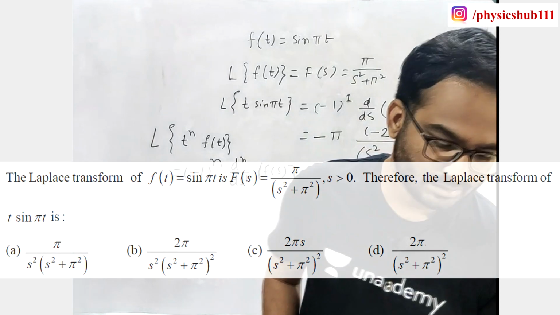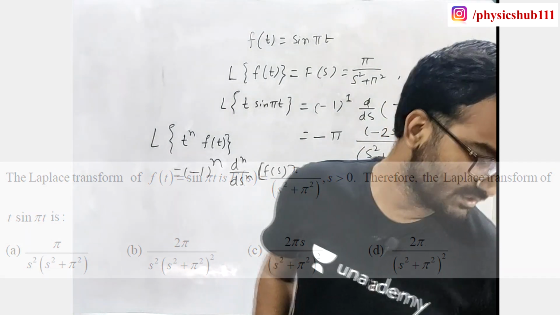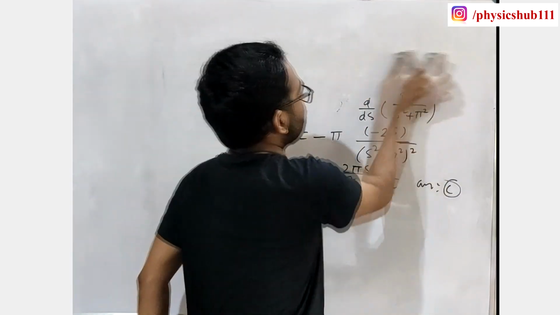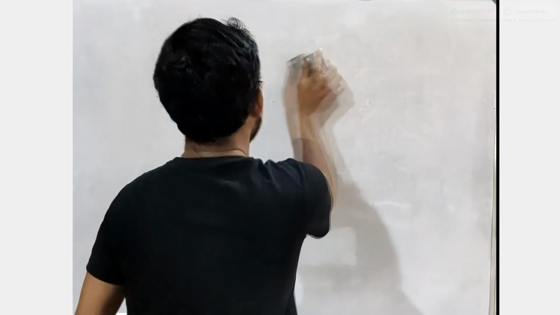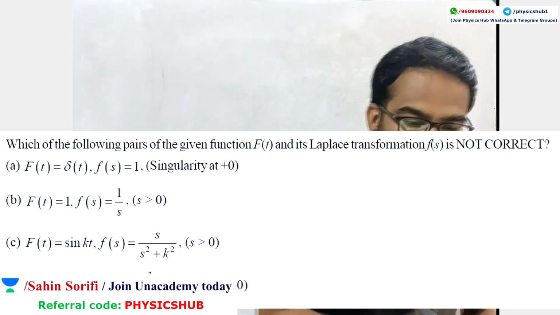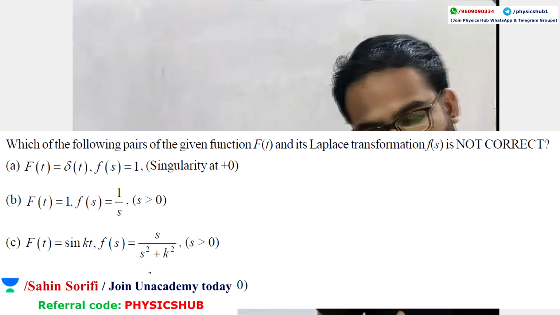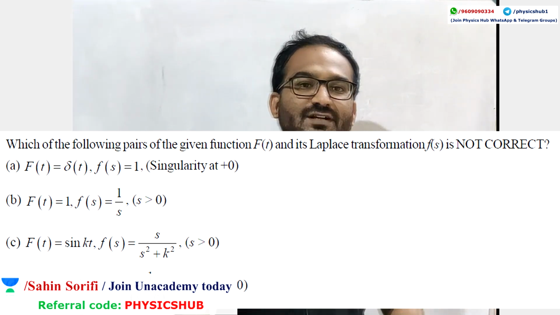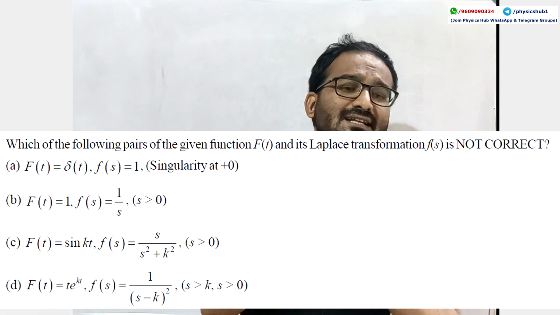Now let's talk about the last problem. This problem is also from Laplace transform. The problem reads like this: which of the following pairs of the given function f(t) and its Laplace transform F(s) is not correct? So you are given 4 options and you have to find out the incorrect one.